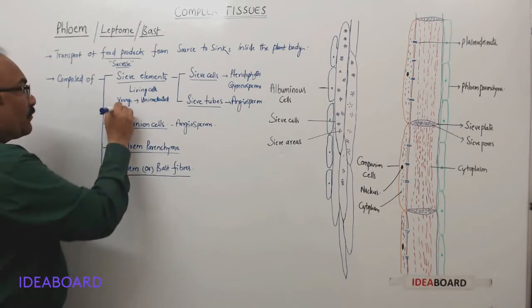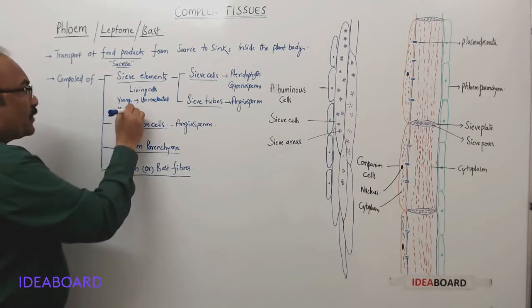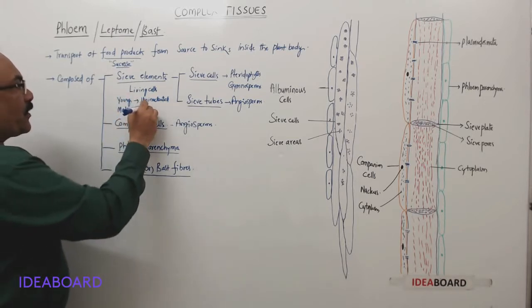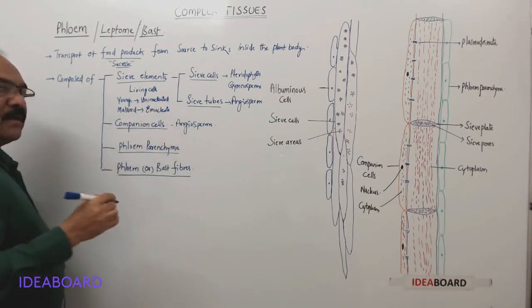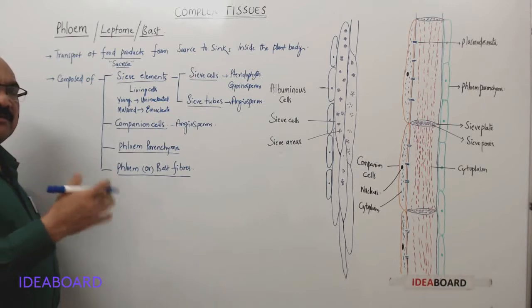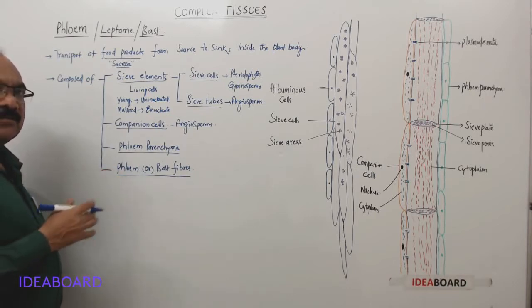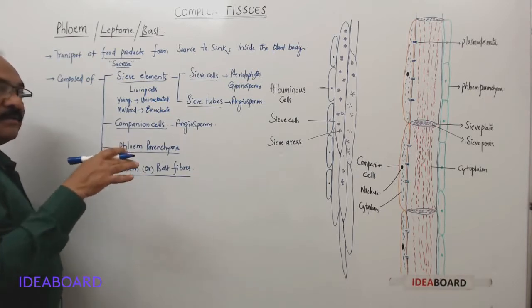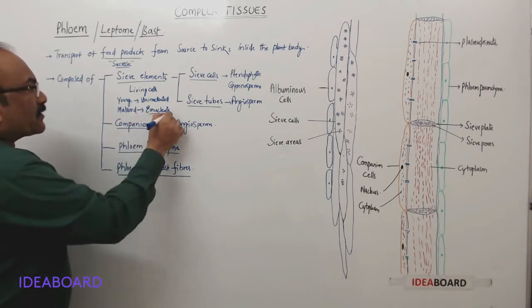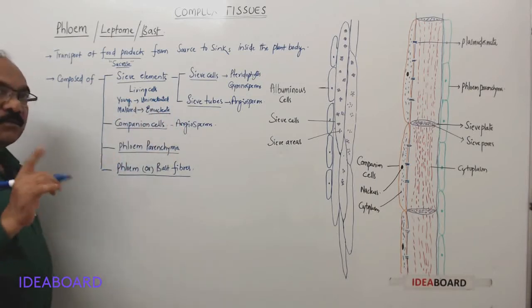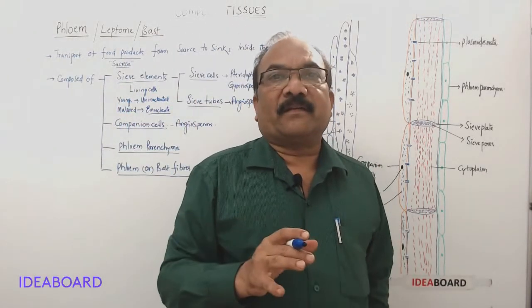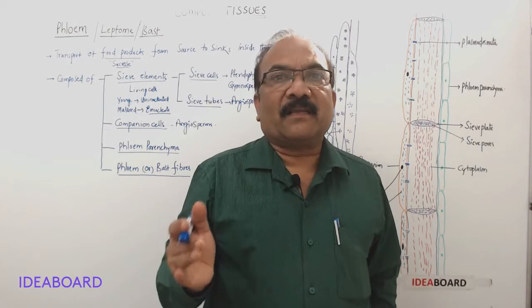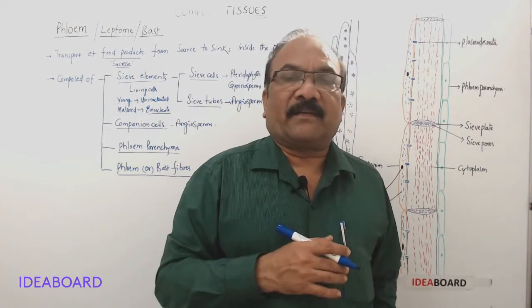But on maturity, once they become matured, the matured sieve cells and sieve tubes will become enucleated. Means what? The nucleus will disintegrate, or degenerate. So they are without nucleus, enucleated cells. So don't forget that the matured sieve cells and matured sieve tubes are enucleated, but young sieve cells and young sieve tubes are nucleated.